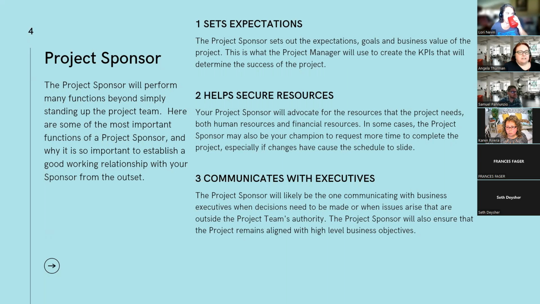So, especially if the project is a long-term project, your project sponsor is going to, again, be your champion to ensure that your project isn't killed when budget cuts happen, for example. That's an example of how the project sponsor helps. Any questions?